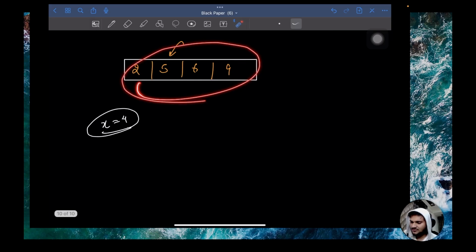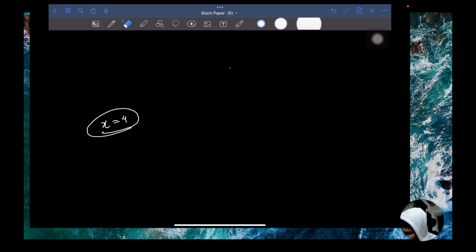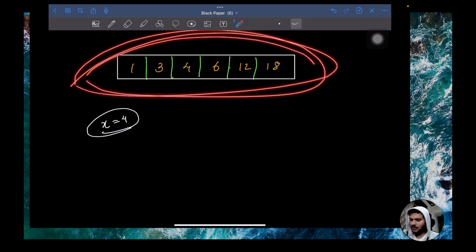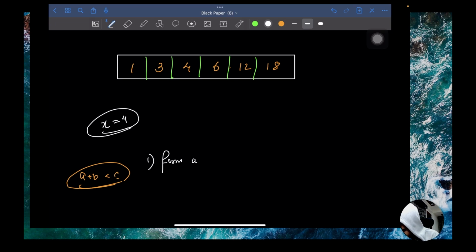I have to pick 3 elements from the array. How about if I try to form all possible pairs in the given array? Let me take a bigger array, and let me take a bigger sorted array: 1, 3, 4, 6, 12, 18. Now I say that if I want to pick all the possible triplets in this array such that a plus b is less than c, then first of all, let's try to form all possible pairs. First step, form all possible pairs.